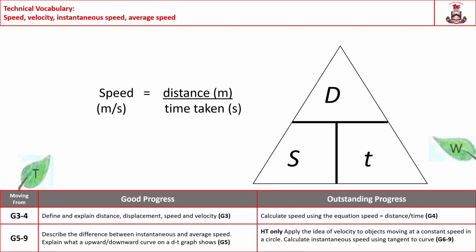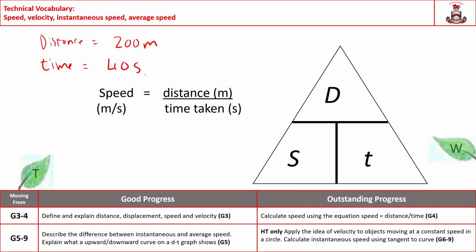So a different example than the one with Usain Bolt. Let's just say we've got a person that runs a distance of 200 meters, and that takes them a time of 40 seconds. What is that person's speed?